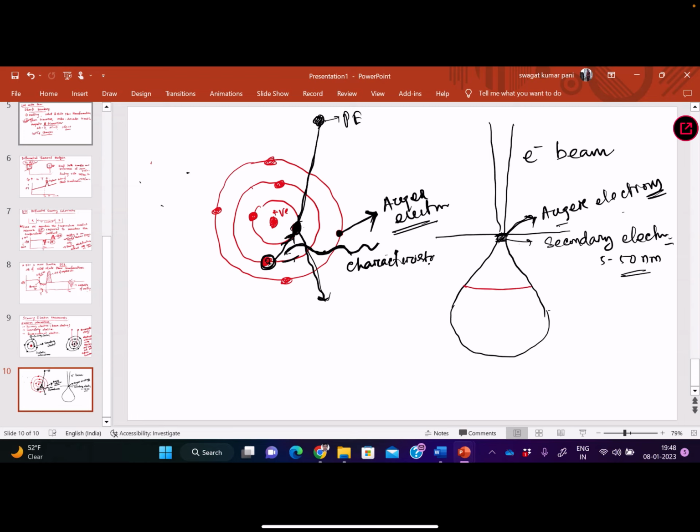Then here we get this for backscatter electron. Backscatter electrons will be emitted from this region. And then after that we have many others, like characteristic X-rays, fluorescence, all these things that will come from further deeper.